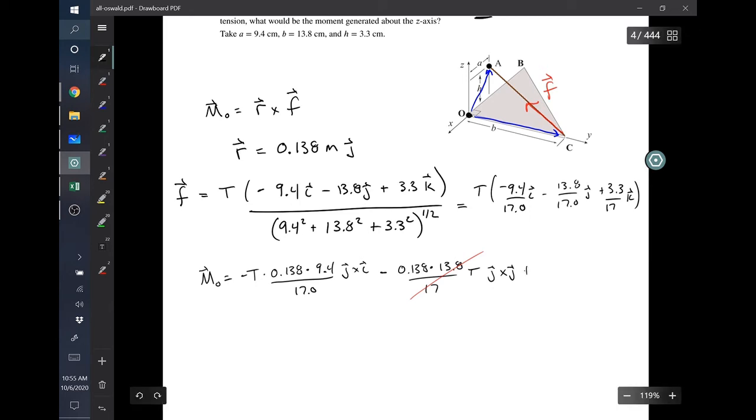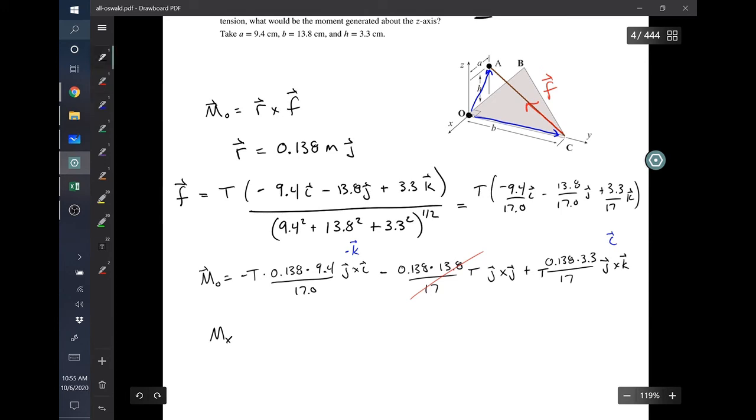And then the last term will be 0.138 multiplied by 3.3 divided by 17, j cross k, and that's going to be i. So let's see, and also we have T here. All right, so we have all our T's, there we go. And so now all that's left is to work this out. So we can say that our x component is just going to be whatever is the i term. So we look at this. j cross i is going to be minus k, and j cross k is i.